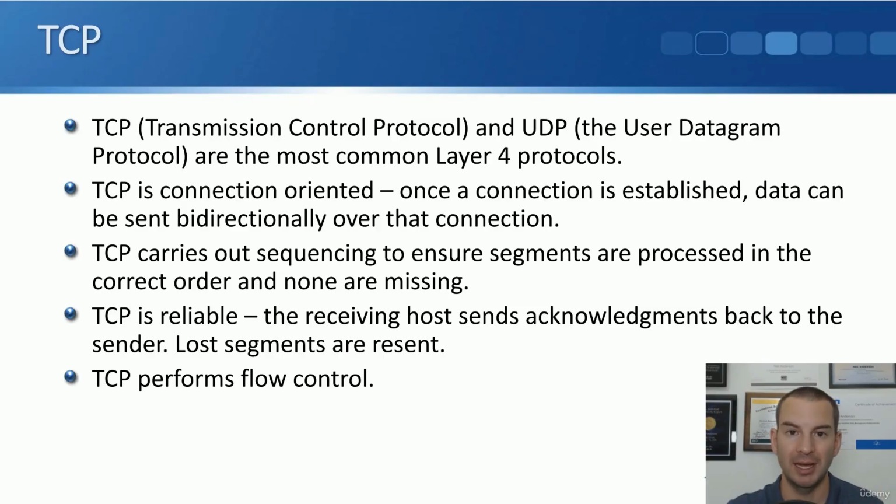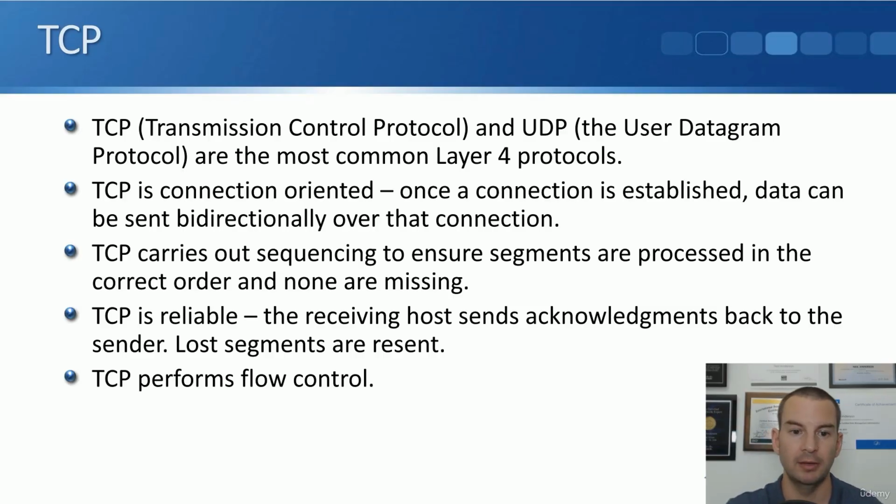So TCP is connection oriented, meaning that once a connection is established, data can be sent bidirectionally between the two hosts over that connection. TCP carries out sequencing, so it includes sequence numbers in the traffic to ensure that segments are processed in the correct order and none are missing. So when traffic comes into the receiver, it can look at the sequence number and use that to make sure that it assembles the traffic in the correct order again. It can also check from the sequence numbers if a segment was lost in transit as well.